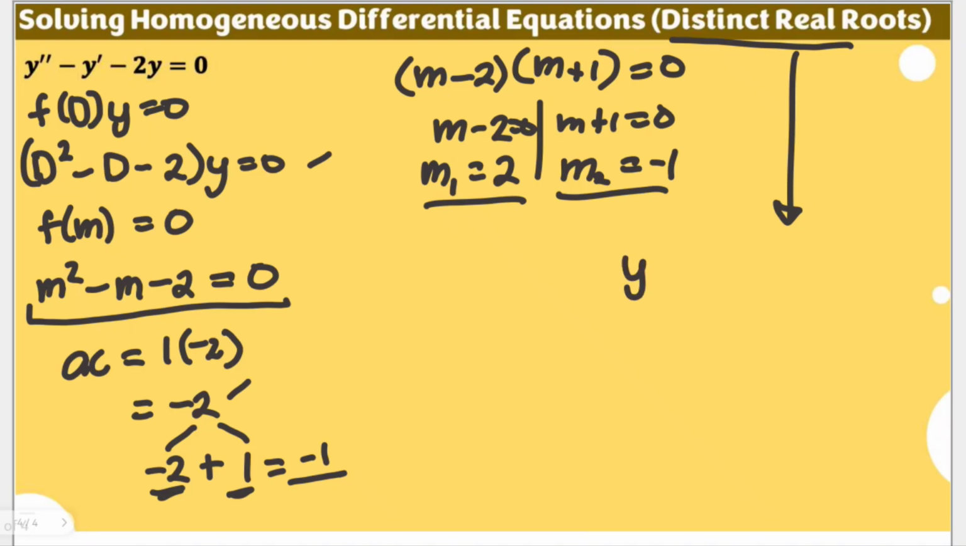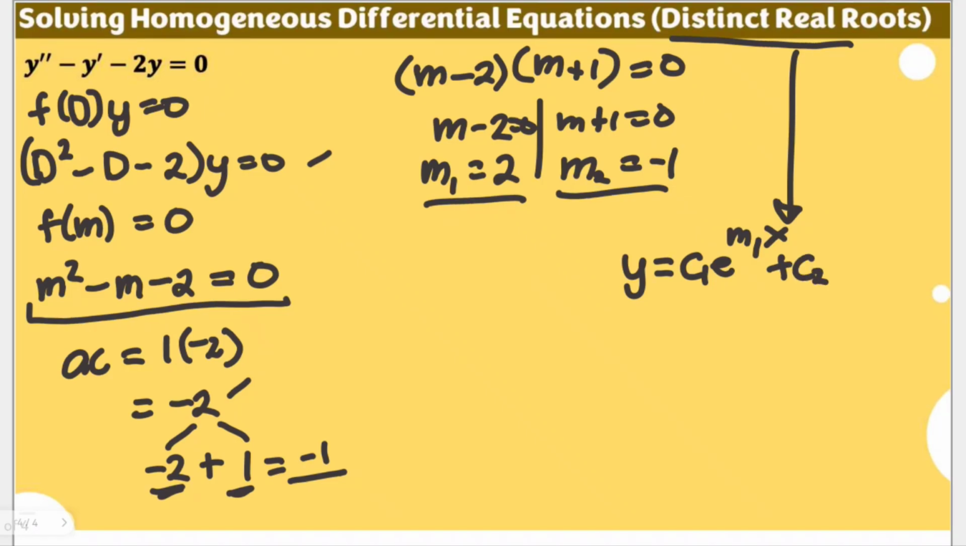You have y equal to c sub 1, any constant, e raised to the power of your first root times x, plus c sub 2, if there are two roots, e to the power of your second root times x, plus dot dot dot, until you reach c sub n, if there are n roots, times e to the power of m sub n times x. Of course, our auxiliary equation here is a quadratic function, hence we only have two roots, so we will end here.